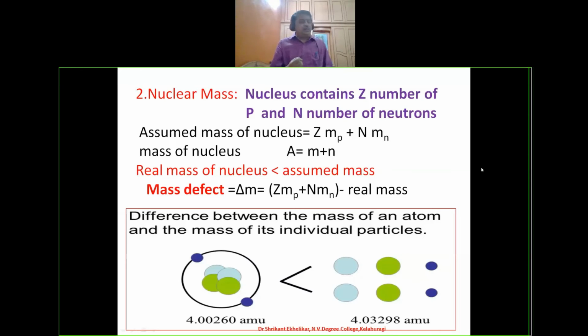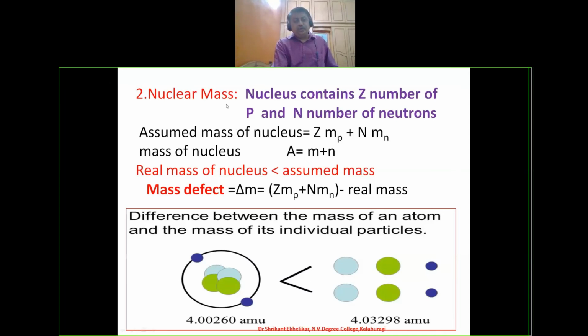In a nucleus there will be Z number of protons and N number of neutrons. Together they will give the nuclear mass. That is what we assume. The assumed mass is the mass of one proton, mass of another proton, mass of the third proton, mass of the fourth proton inside the nucleus, plus the mass of one neutron, mass of the second neutron, mass of the third neutron in the nucleus. If we add them, that is called the assumed mass of the nucleus.